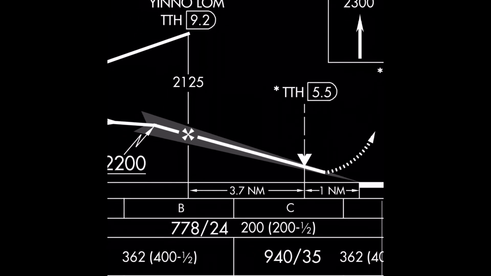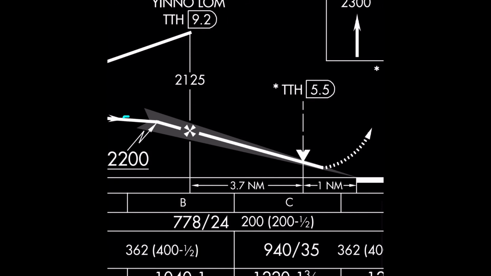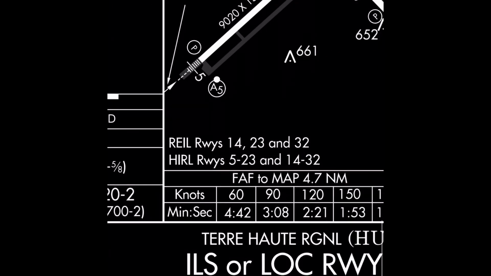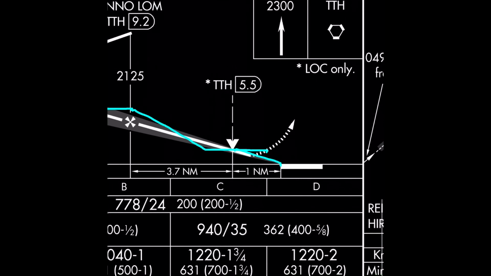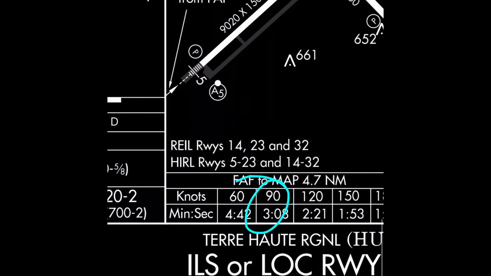So if we're doing the localizer 5 approach, we'd maintain 2,200 until we get to and then we'll descend to our MDA of 980. We'll maintain our MDA of 980 until either we have the runway environment in sight at the VDP, then we can continue our descent lower, or we get to our 3 minutes and 8 seconds, which is our missed approach point, using time. And that's at 90 knots across the ground, 90 knots ground speed.